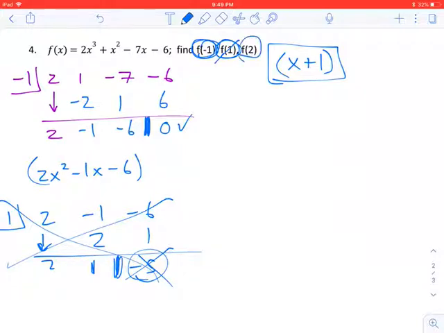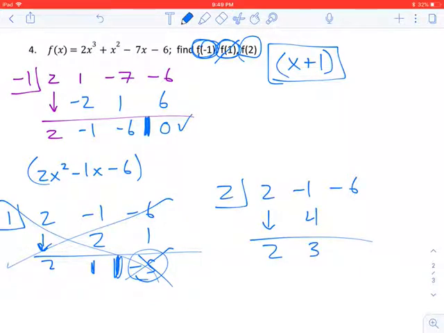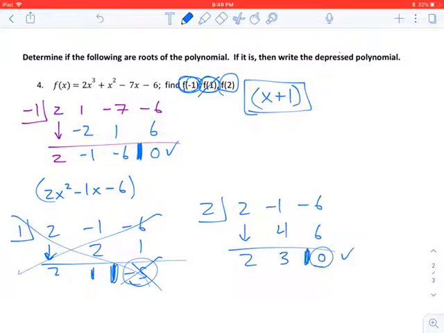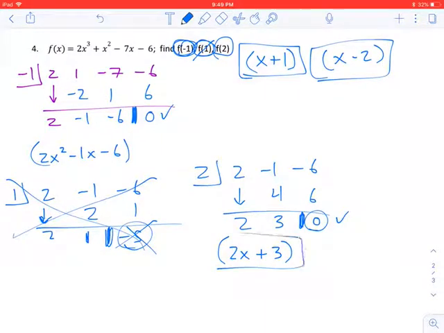So I've tried 2 with the same one. 2 in the box, 2, negative 1, negative 6. Let's see if that works. 2 times 2 is 4. That gives me 3. 3 times 2 is 6. And what do you know? Remainder of 0. So what I have now, since 2 worked, x minus 2 is the factor. And whatever's left is probably going to be our last factor. So right here, 2x plus 3 is our other factor.